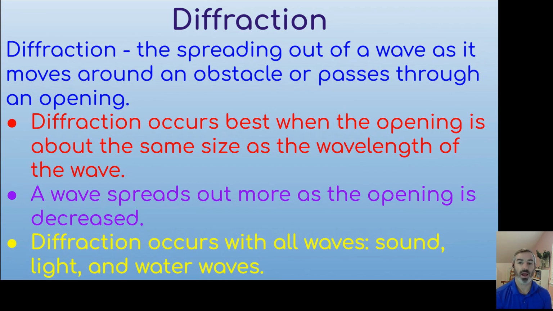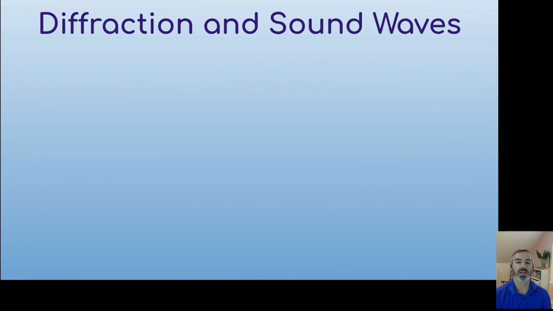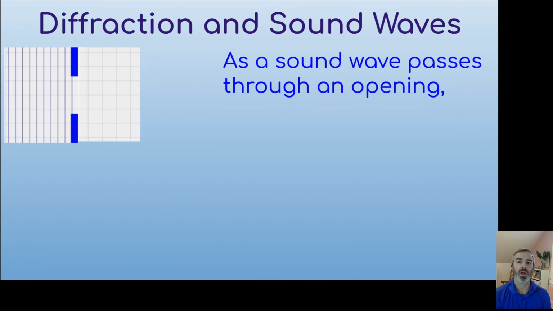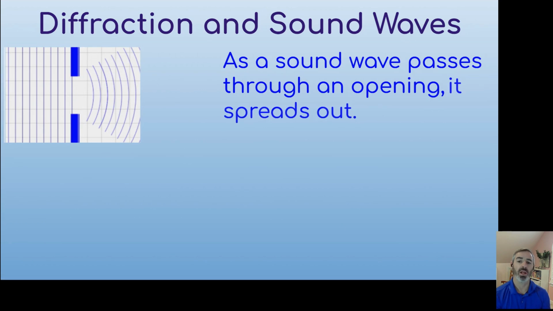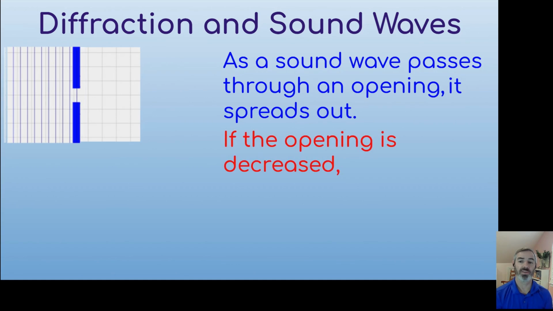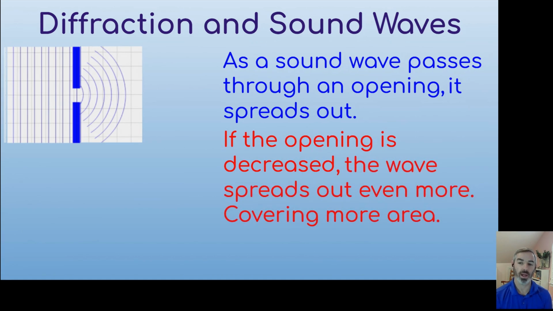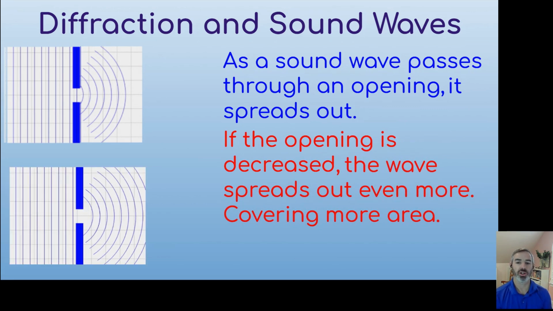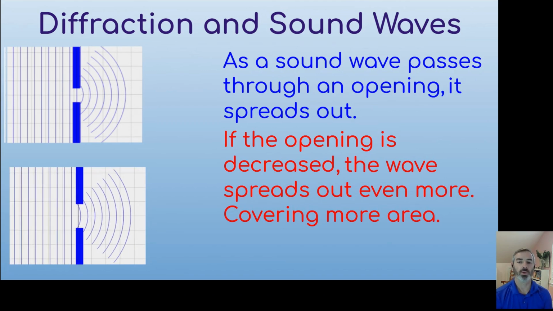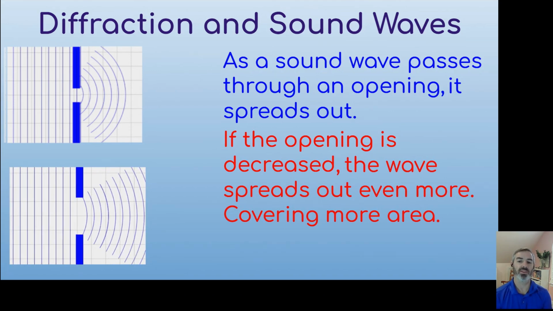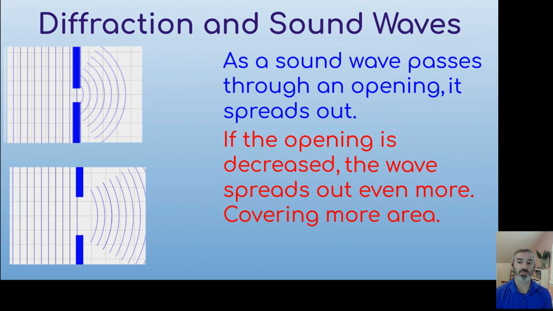First, we're going to talk about sound. With diffraction of sound, if we send a sound wave towards an opening, as that wave passes through, it bends and it spreads out. That's why you're able to hear around corners. Now, if we decrease the size of the opening, the wave spreads out more, covering more area. You can see the wave is spread out a little bit more on the right side of that opening. Here's a simulation that shows that as the wave passes through a larger opening, the wave does not spread out as much as it does when the opening is smaller.